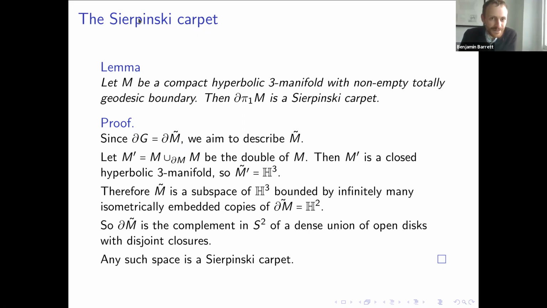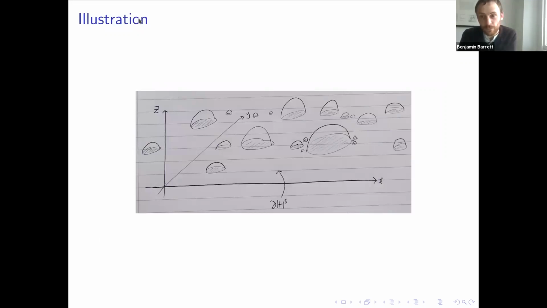And that's all a bit difficult to imagine. So here's a picture I've tried to draw. It's also quite difficult to draw, so I don't know how much this picture helps. But what I've tried to draw here is H3 in the upper half space model. So H3 is everything with z coordinate positive, so it's bounded by the xy plane. Now, all of these isometrically embedded copies of H² look like hemispheres that are orthogonal to the xy plane. So the universal cover of M is everything that sits outside all of these hemispheres I've drawn.